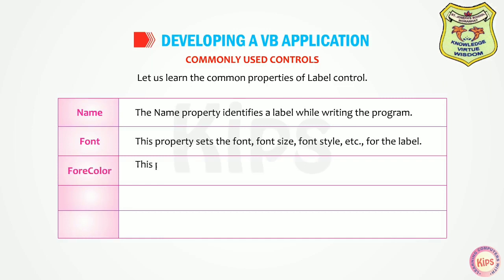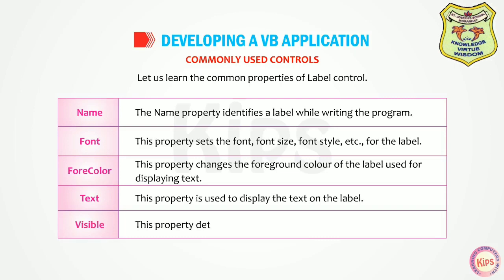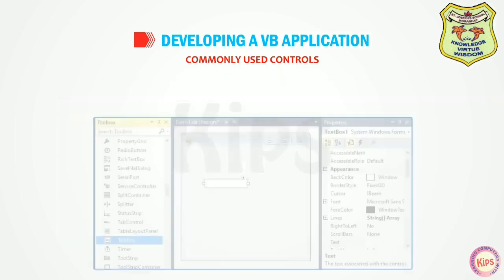Fore color. This property changes the foreground color of the label used for displaying the text. Text. This property is used to display the text on the label. Visible. This property determines whether the control is visible or hidden.